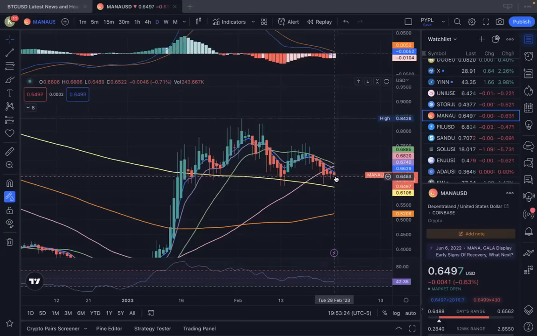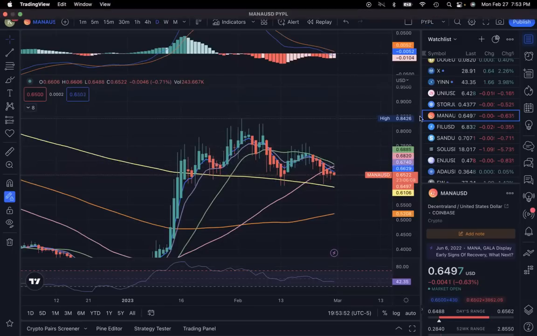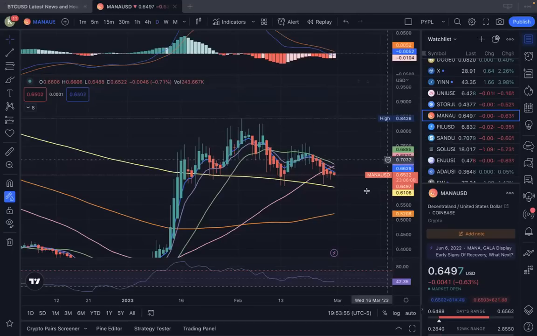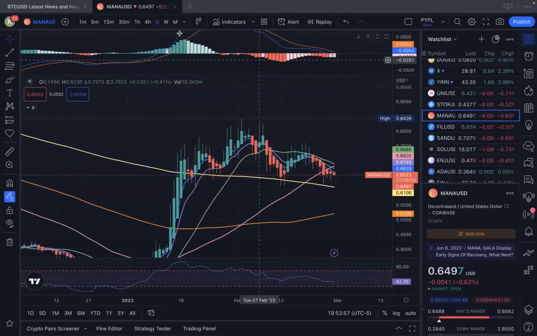Let's see here. So yeah, that's what it seems like. If I was to trade this over a few days, I would just ride it from 61 cents to 68 cents. Not too bad, not too shabby at all. It's not bad.